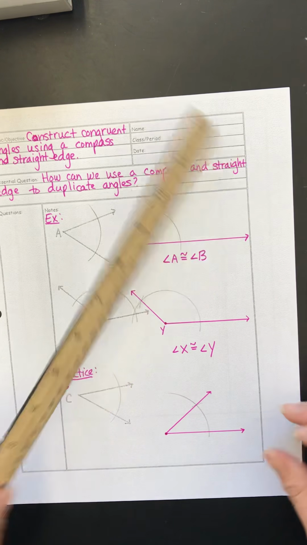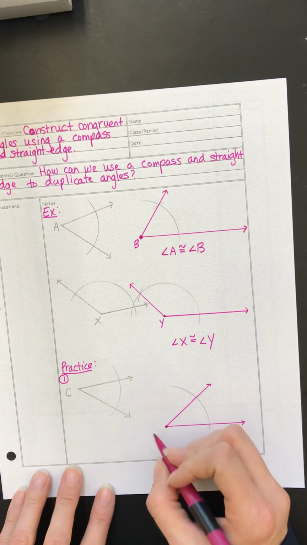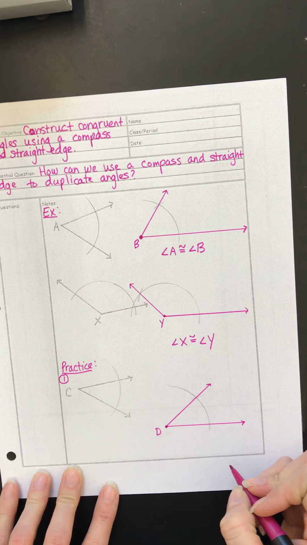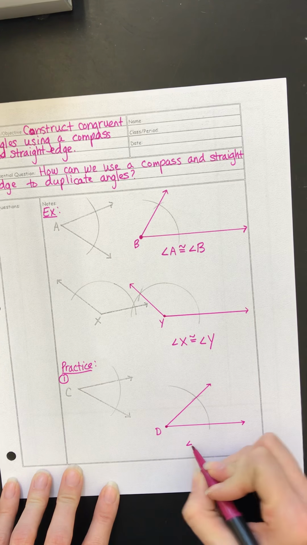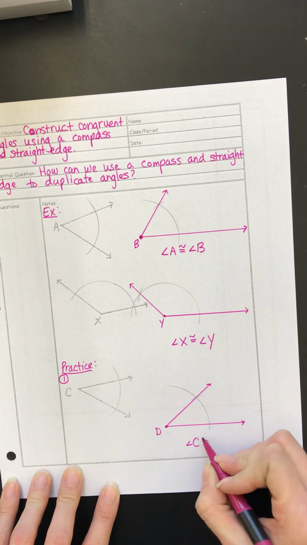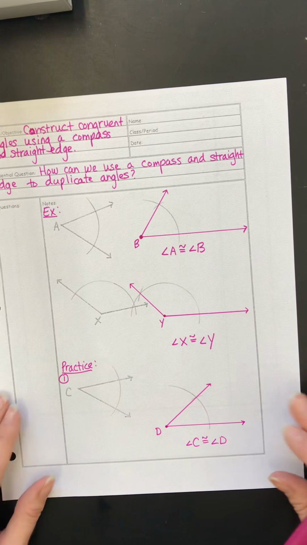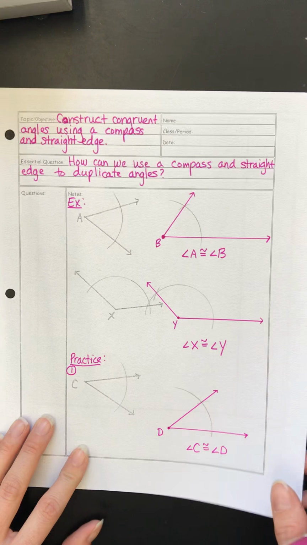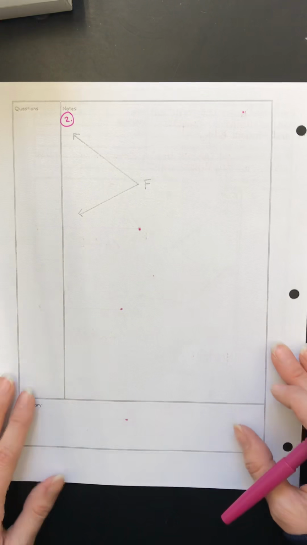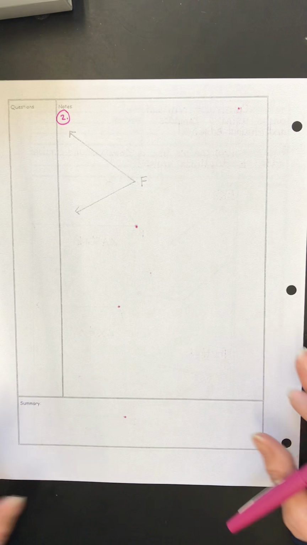And I have created a congruent angle. Now I'm going to write my congruence statement. So I can say that angle C is congruent to angle D. Now I'm going to flip my paper over. Okay, and I'm going to try this angle as well.